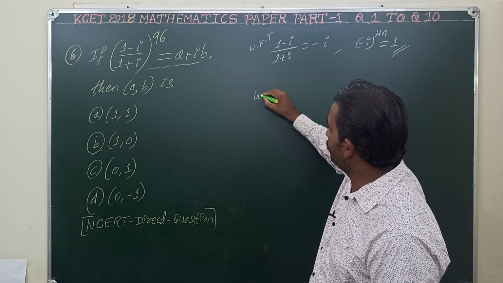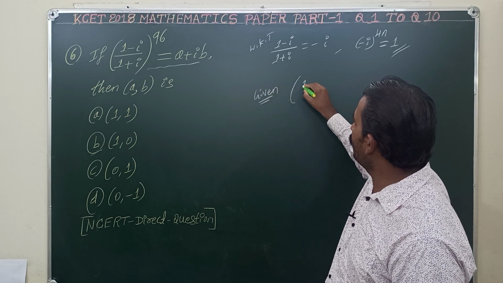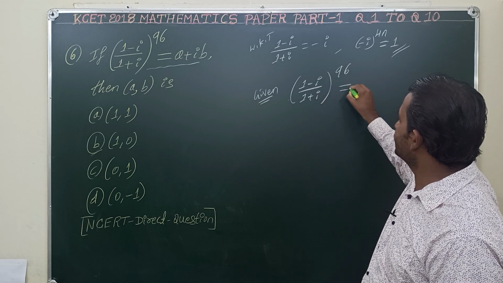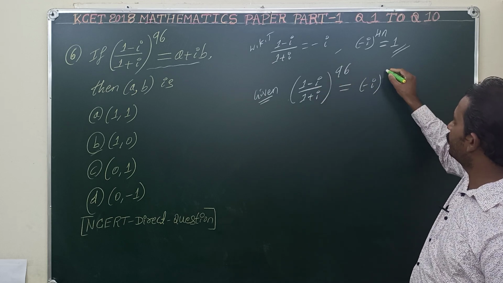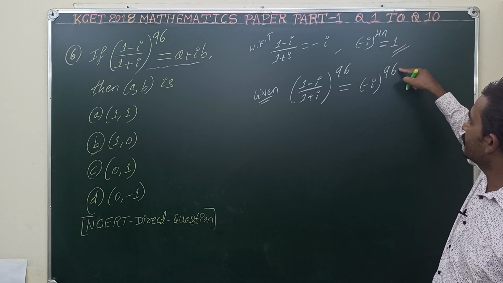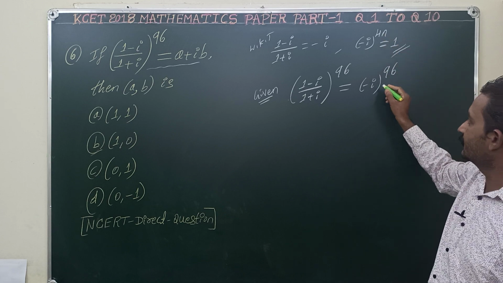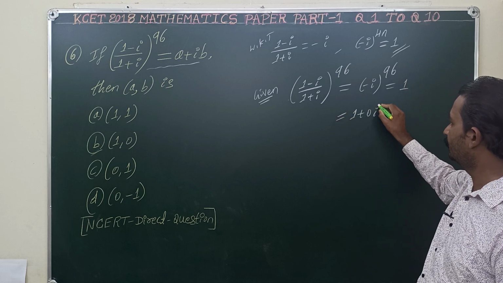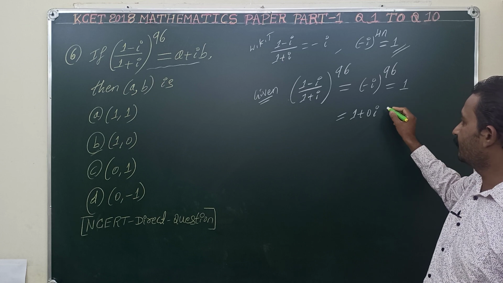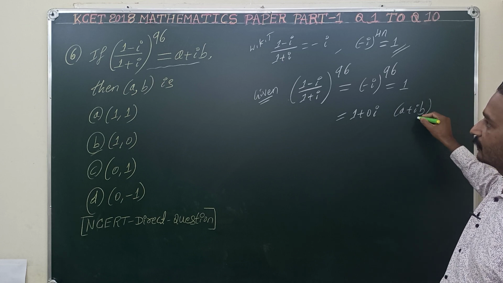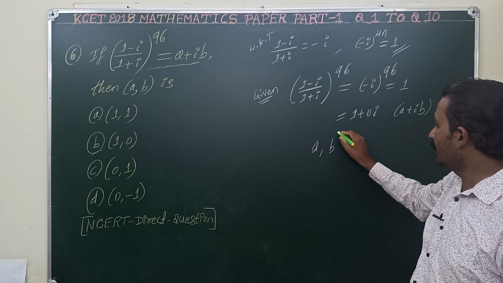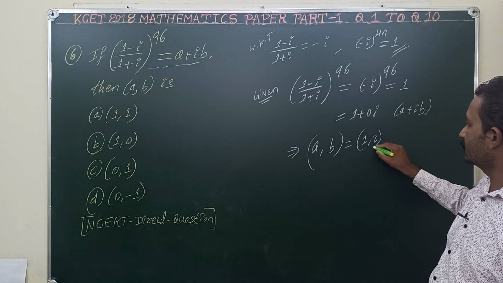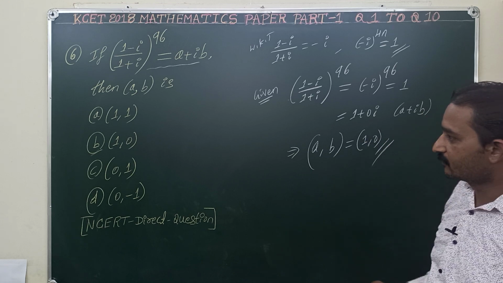Now, given the condition ((1 minus i) divided by (1 plus i)) to the power of 96, this value becomes (minus i) to the power of 96. 96 is 4n, a multiple of 4, so directly we can write 1. 1 can be written as 1 plus 0i, which is in a plus ib form. In the place of a, 1 is there, and in the place of b, 0 is there. So 1 comma 0 is the correct answer. In this case option B is correct.